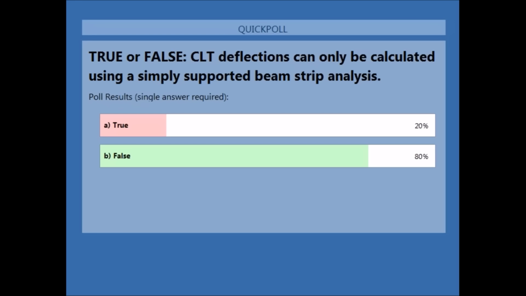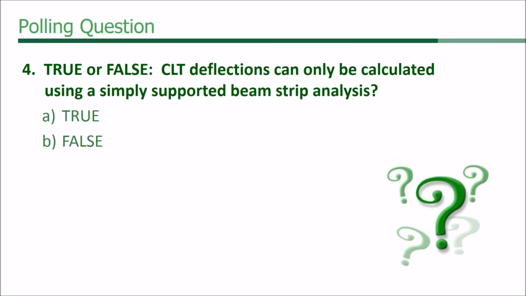I've got 80% say false and 20% say true. And Scott, the real answer is? Well, the real answer is false. Now, maybe using a beam strip analysis is the simplest way to do a deflection calculation of CLT. So that's a little tricky there in terms of it's definitely the most common way to do it and the simple way to do it.